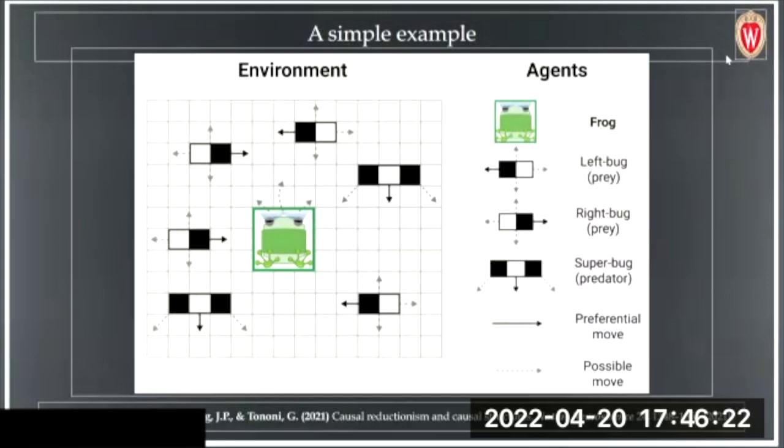So I will start by showing you a simple example. In this paper, we basically created a simple model with a simulated organism, a little frog living in a simulated environment. And the frog lives in this world where there are three types of entities: left bugs that are prey, right bugs that are also prey of the frog, and superbugs, which are predators. And the superbugs are the big, scary, three square large entities that you can see.